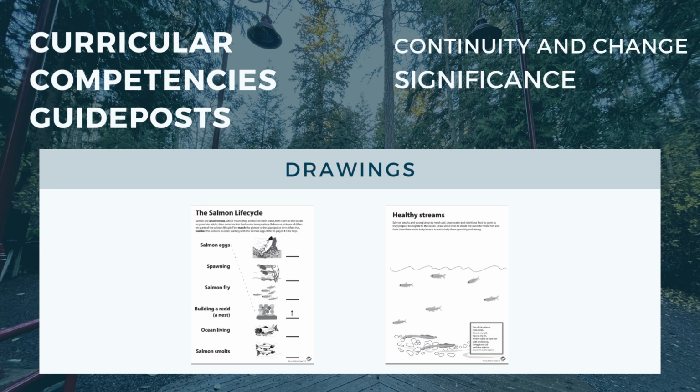Next, we're looking at some drawings and some matching activities that students can do. So the salmon life cycle here is a matching activity that students can do, matching the pictures with the words. There are postings of the salmon life cycle that the students can use as support. And on the right side here is an activity called Healthy Streams, where students at the top above that water line can draw the surroundings that they see around the river. And in the water, they can also draw the fish that they see.